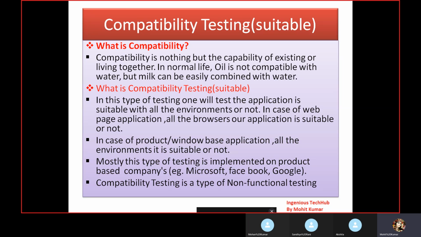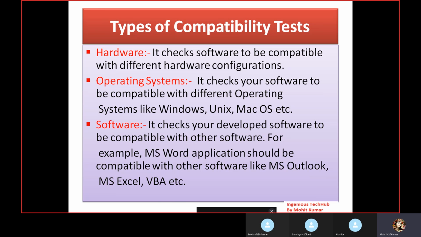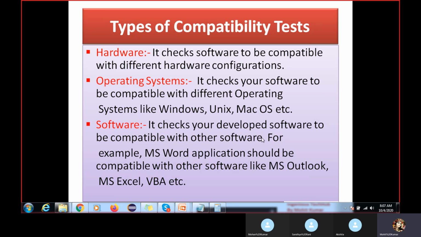Compatibility testing is a type of non-functional testing. We cannot consider it functional testing, but if you are testing the software and checking whether your application works in different browsers, again it would come under functional testing. We consider it non-functional because a physical device is also there to test this application. The types of compatibility testing are hardware, operating system, and software.